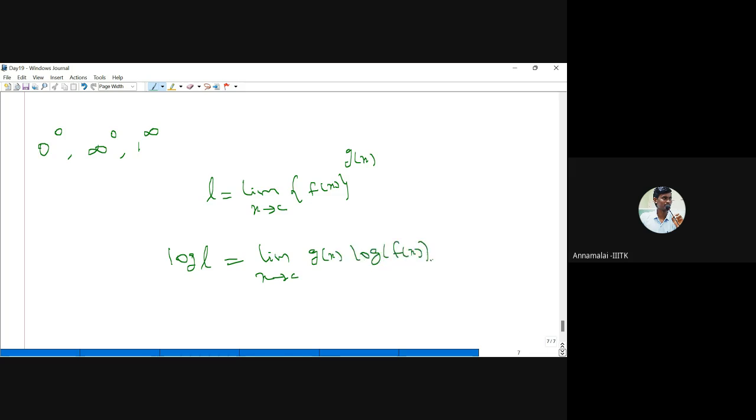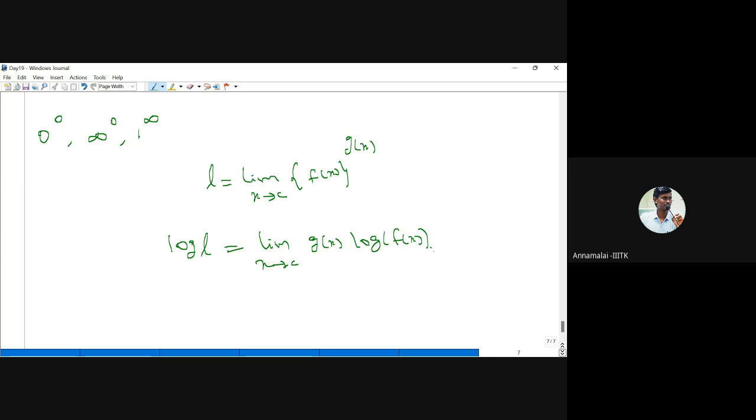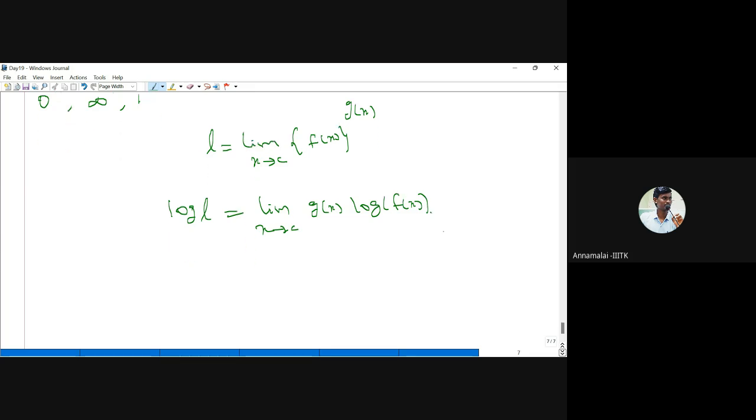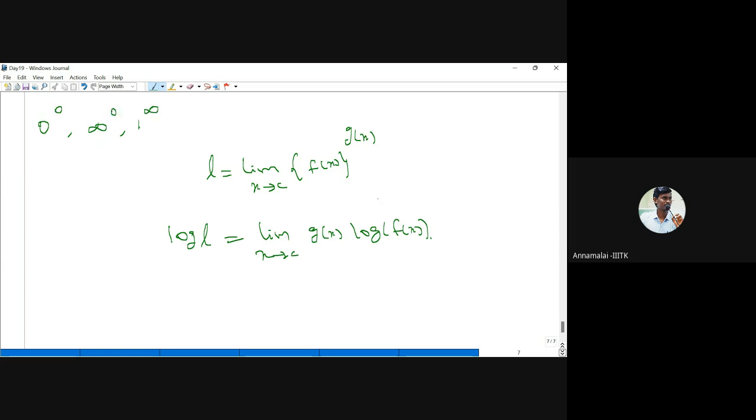Okay, and then you have to apply this. Now you will get maybe 0 into infinity form, or any other form, then we've got to convert it into 0 by 0 form. Already we discussed, right? So once you get that, you've got to solve it. Finally you've got to take the exponential on both sides. You'll get L equal to e power. Suppose the value is k, then finally L equals e power k.